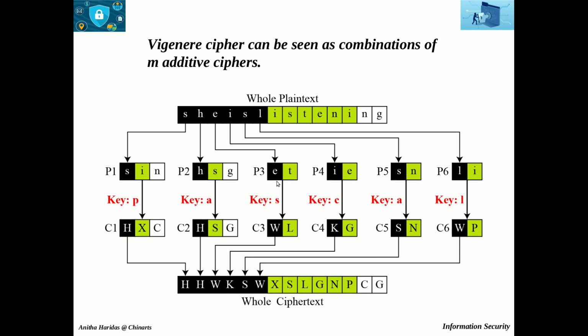And the third character is E in the first block, T in the second block, and in the third block we don't have a character. So E and T will be added with the key value. And this process will be repeated for all the characters in each and every block, which will produce the whole ciphertext. So that is why we say the Vigenère cipher can be seen as a combination of M additive ciphers. So this is one additive cipher, 2, 3, 4, 5, 6. So 6 is the value of M here in the example.